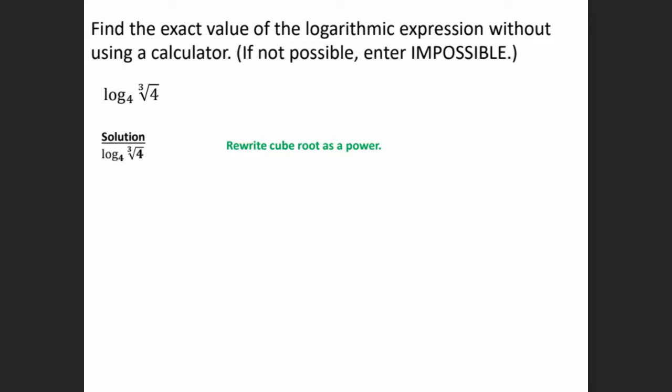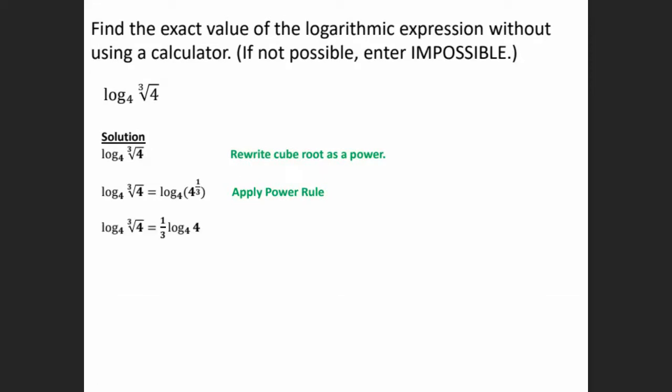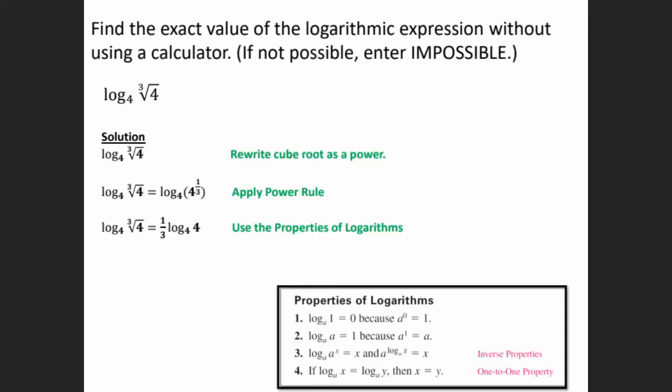So the first thing that I would do is I would rewrite the cube root as a power. So the cube root of 4 can be rewritten as the log of base 4 of 4 to the 1/3 power. Then I'm going to use my power rule that says that I can move that exponent and multiply it to the log. So it's going to give me 1/3 log of base 4 of input 4. Oh, then I have my identity, right? That log of base 4 of input 4, that's just 1. So 1 times 1/3, the answer is going to be 1/3. Easy. Did not have to use a calculator.